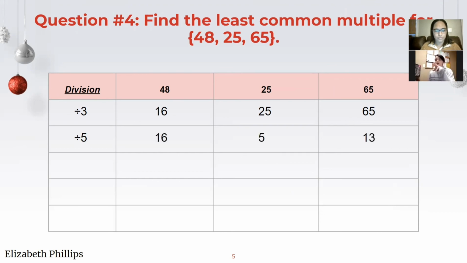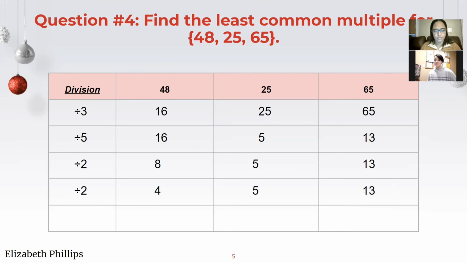If you'll look at your last two numbers, your 5 and 13, you'll notice that you can't break these down anymore. So they're all finished up. But our 16, we can still break down some. So we're going to go ahead and divide that by 2. And we're going to have 8, 5, and 13. We're going to divide it by 2 one more time. We're going to get 4, 5, and 13.